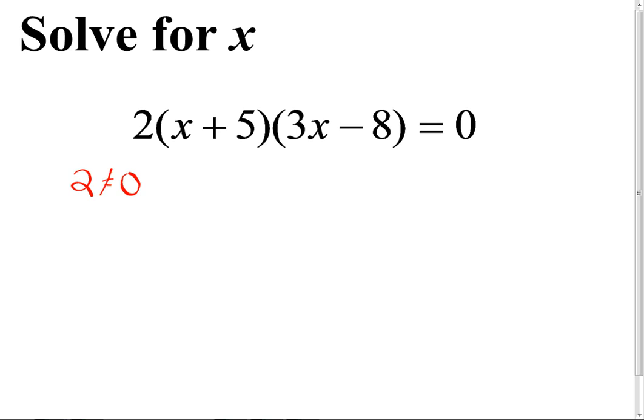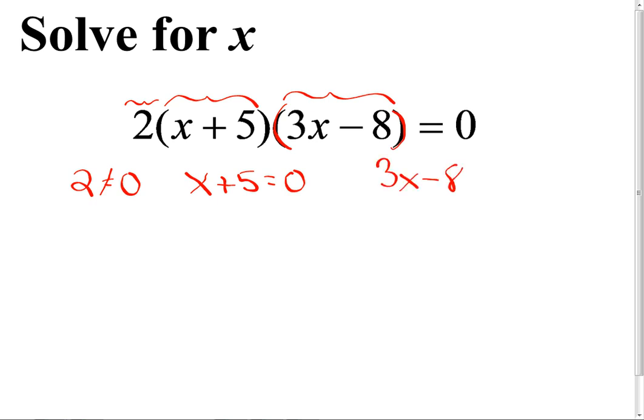What's another factor? There's 1. There's another factor. What's the other factor? X plus 5 is 0. What's another factor? 3x minus 8. The factors are these things that are in the parentheses. They're expressions.